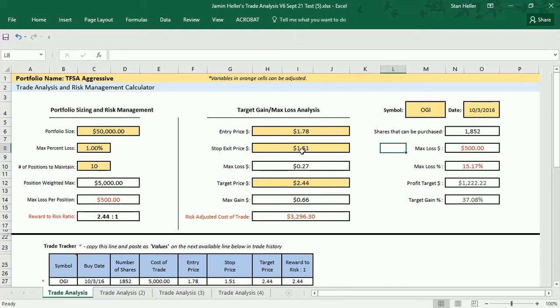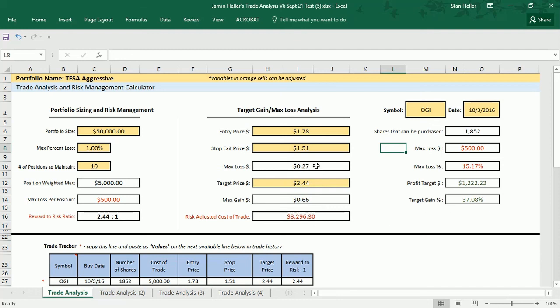So that's a pretty good exit criteria just on its own. It definitely is a little bit tighter, so there's more risk of getting whipsawed in and out, but it makes it a pretty reasonable trade, a 15% max loss. We can buy more shares with that tighter stop. That allows the cost of trade to go up to 3,296, and our target gain is still 37%. Our reward to risk now is 2.44 to 1.